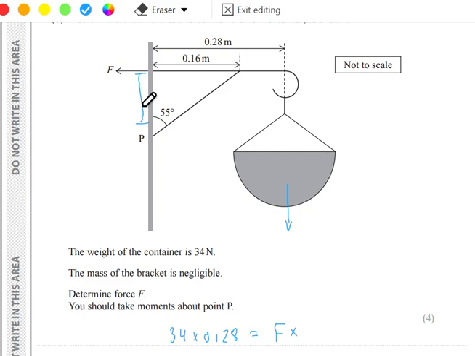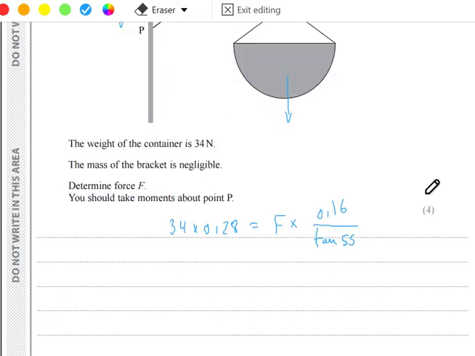So tan 55 equals 0.16 over our wanted distance. So we can substitute here. We can give it to 3 significant figures.